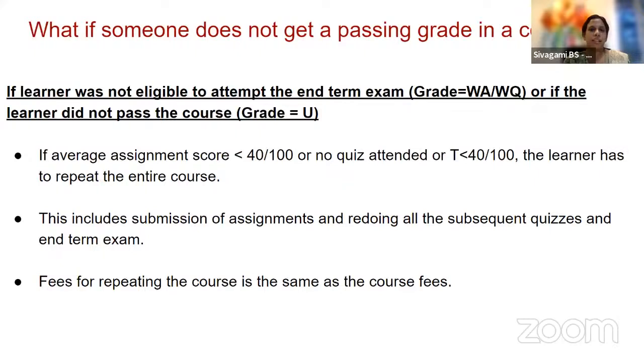Suppose a learner was not eligible to attempt the end term, that is, he gets WA or WQ, meaning he has not secured the minimum in the assignments. Then he gets a U grade and has to repeat the full course. That is, next term he has to register for the courses afresh by paying the money, and he has to start from week 1.